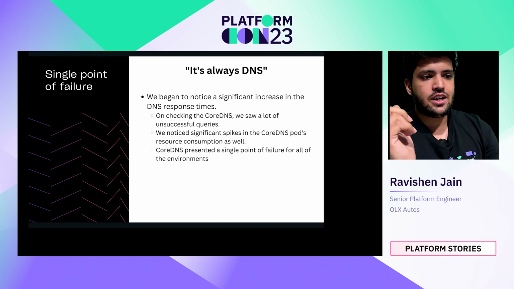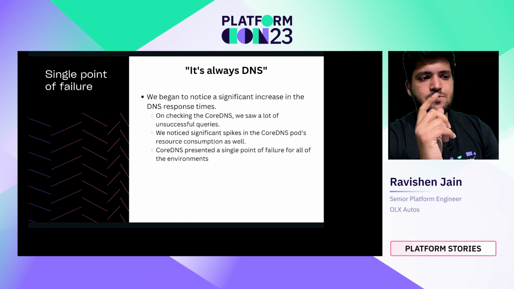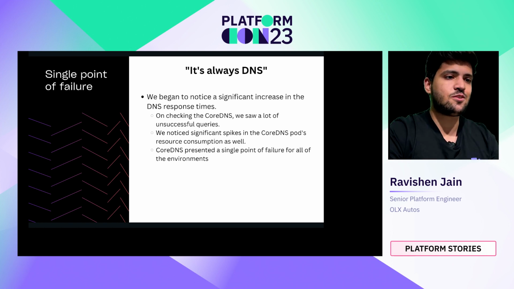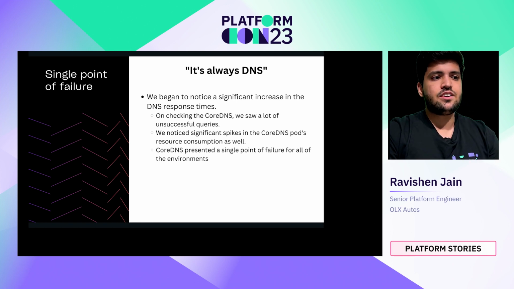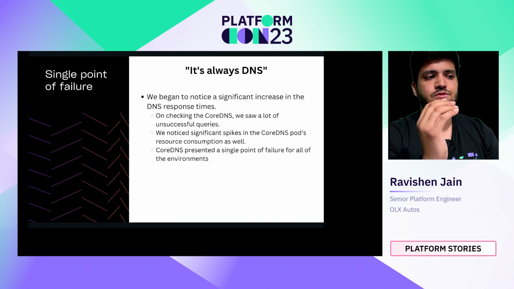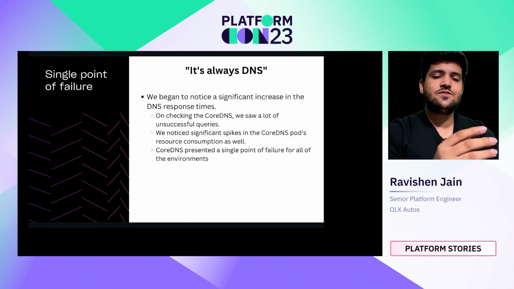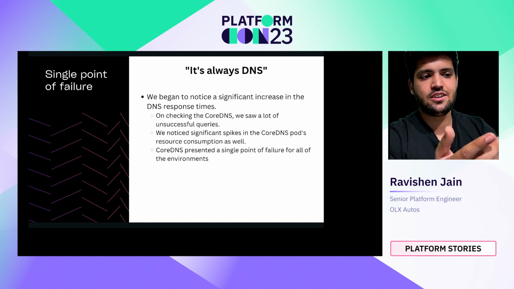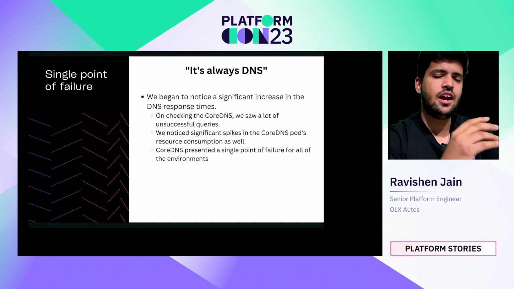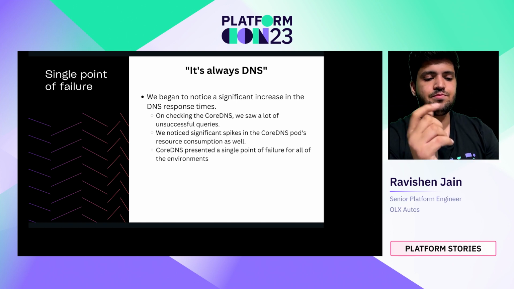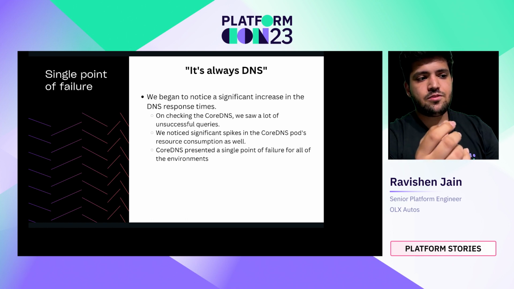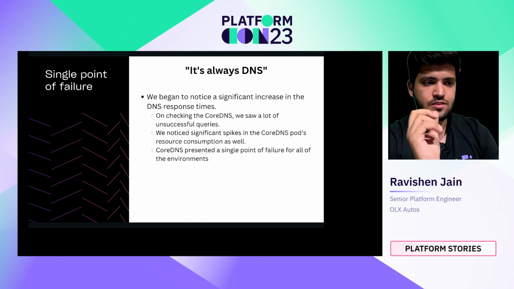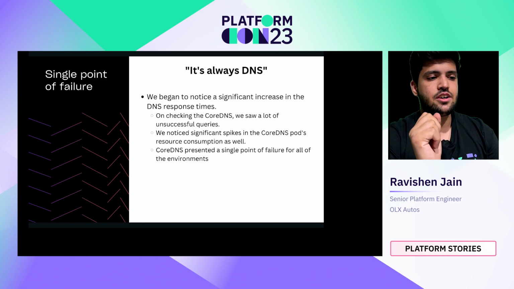One issue was that we noticed significant spikes in resource consumption as well, because obviously we were scaling in terms of the number of resources, so that was bound to happen. But why we were having so many unsuccessful queries, we'll discuss in the coming slide. And CoreDNS was again a single point of failure for all the environments, because the entire cluster's services would be impacted if CoreDNS was not working as expected for some reason. This was another single point of failure in our scenario.